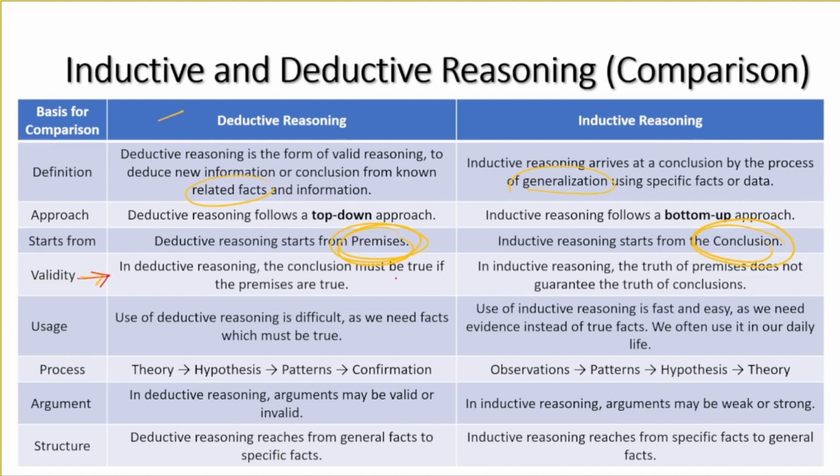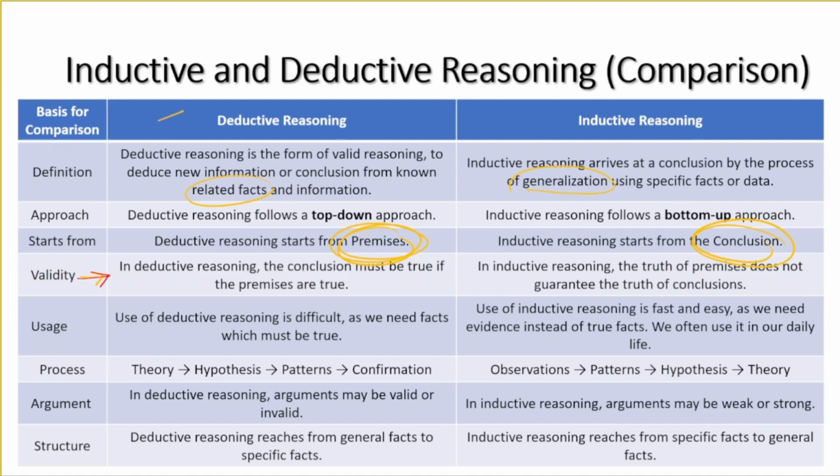Deductive: the conclusion must be true if the premise is true. So for this one, the conclusion of that reasoning must be true if the premises are true, meaning it forces the conclusion to be true if we have true premises. So if the premises are true, the conclusion cannot be false. So that is the limitation of deductive.